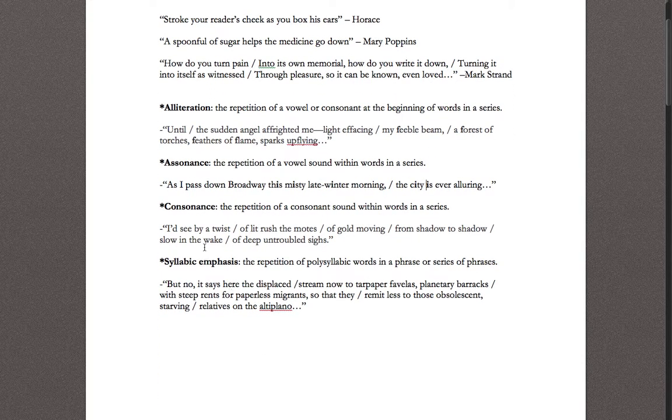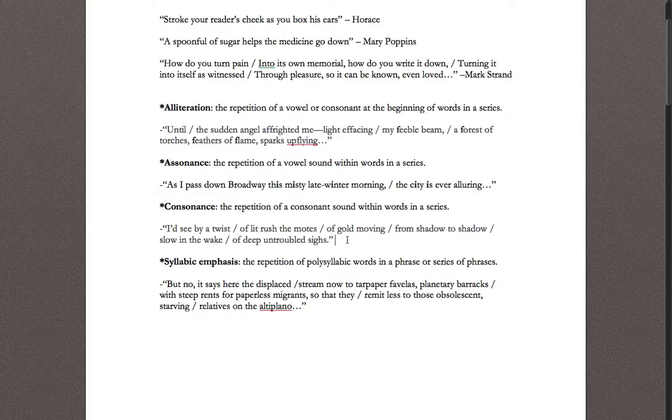Consonance is the repetition of a consonant sound within words in a series. So basically, same concept as assonance, but it's with a consonant sound, so all other letters that are not vowels. This is from the Caedmon poem, where Denise Levertov's speaker says, "I'd see by a twist of lit rushes the motes of gold moving from shadow to shadow, slow in the wake of deep, untroubled sighs."